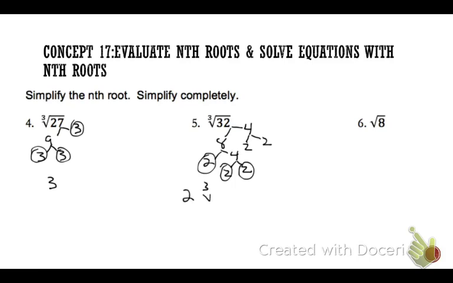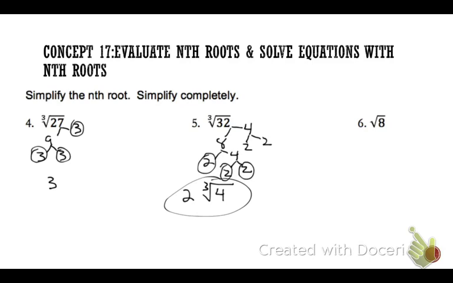And then I look at what I have left. I have a 2 and a 2. So I'm going to put them back together because that's not a third root underneath. So the third root of 32 simplified is 2 times the third root of 4.